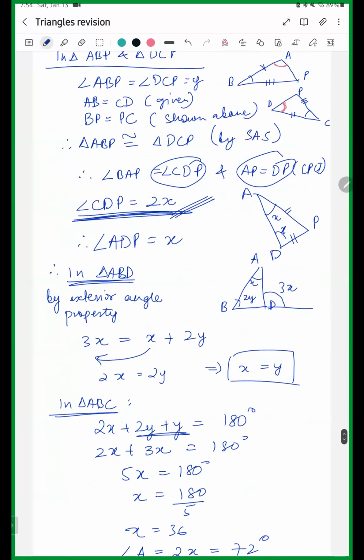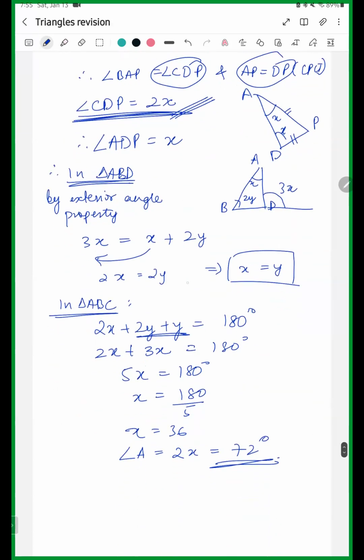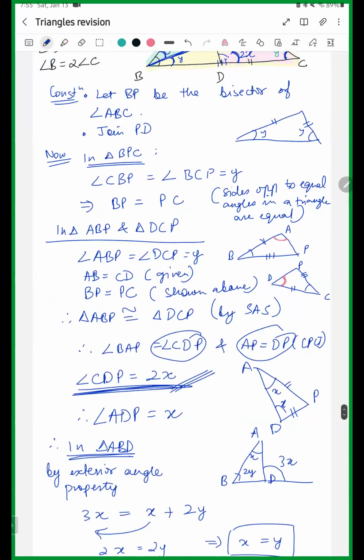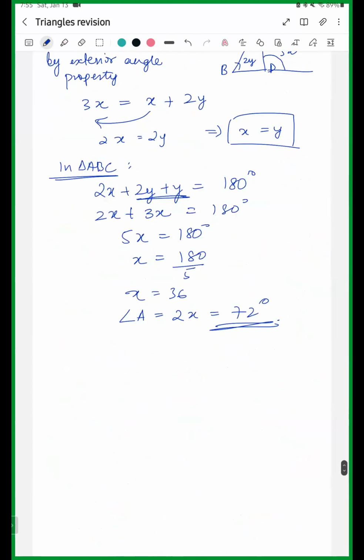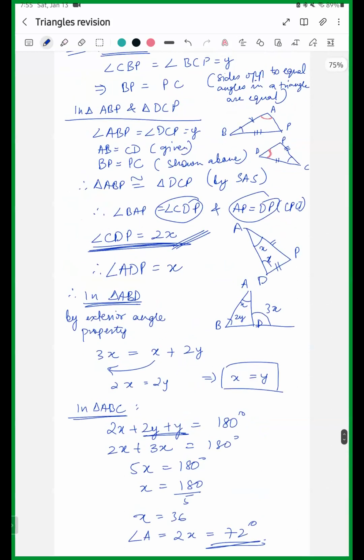Now in triangle ABD, by using exterior angle property, we got x plus 2y equals 3x. From here we got x is equal to y. Then we applied angle sum property in the entire triangle and we got angle A equal to 72 degrees. You can note this down.